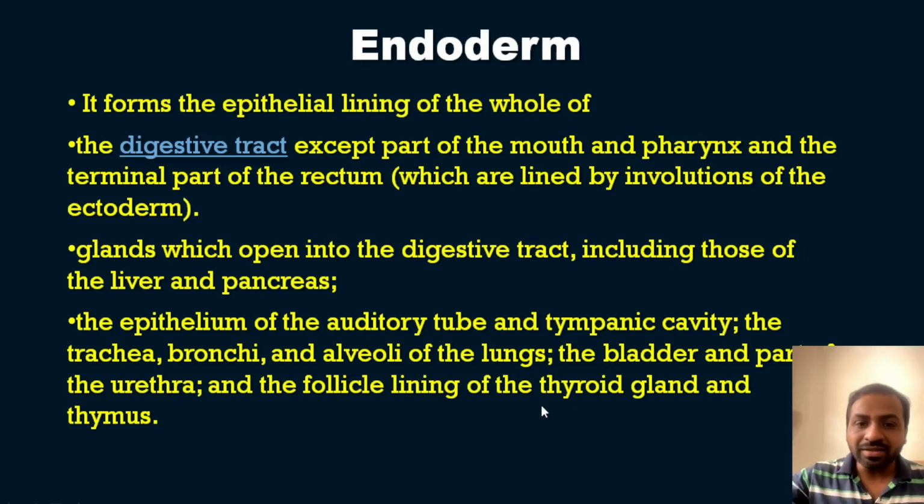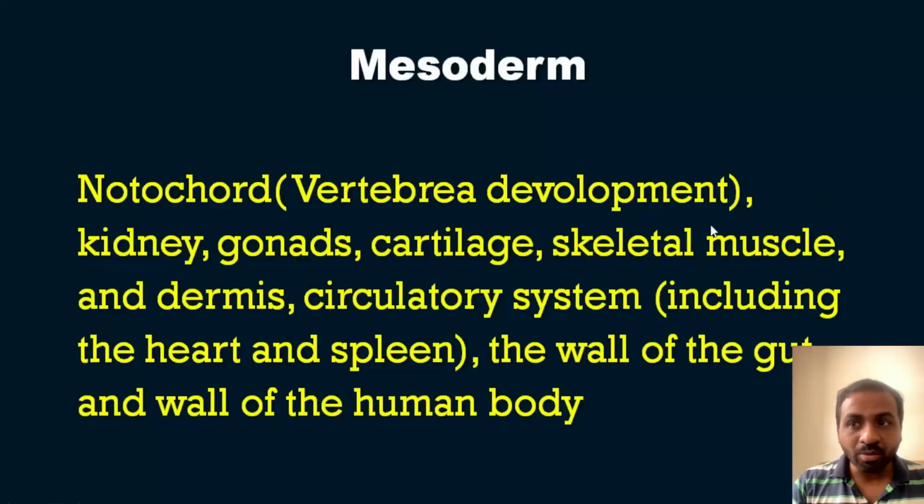Okay, so at least this much you should understand about the endoderm. From any of these areas you can get questions like, the digestive tract epithelium lining is formed by which embryonic layer? Questions like that can also come. Okay, so next we will explain about the mesoderm.